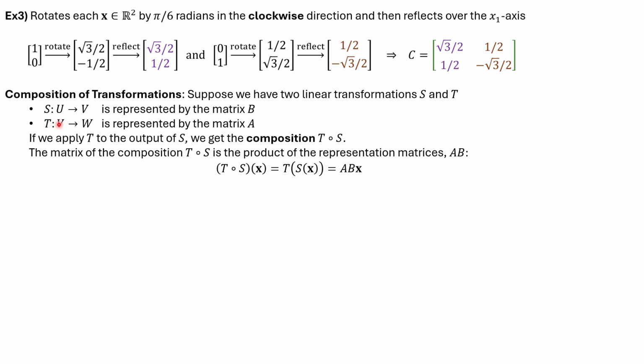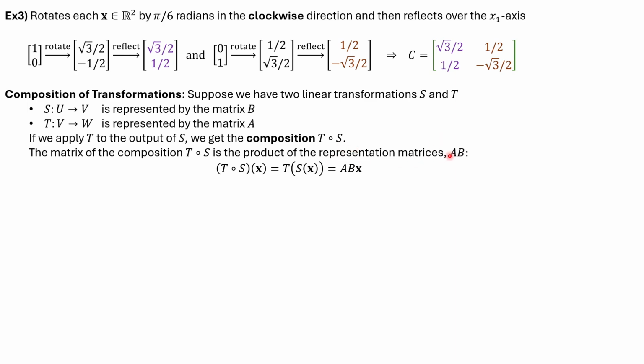That's from V. Notice the input space of T is the output space of S. They have to be the same space for this to really make sense. And so here we're still outputting to W. If we apply T to the output of S, we get the composition T of S. All right, this is just like functional composition. Maybe you've seen f of g for functions. This is for transformations, linear transformations specifically, T of S here. Now, the matrix of the composition T of S is the product of the representation matrices A, B.